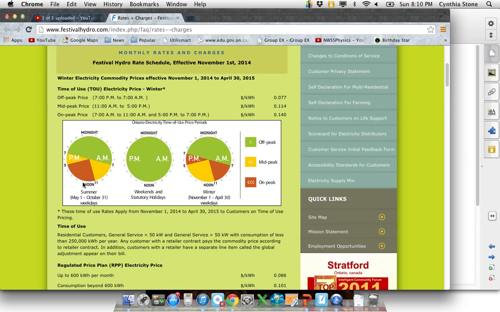Things like that spurred on having electricity cost more at different times, so people are less likely to use their electricity. This is like a hot day, right? Your air conditioner's flying. In the wintertime, that's actually not the case. Noon to five is not on peak.